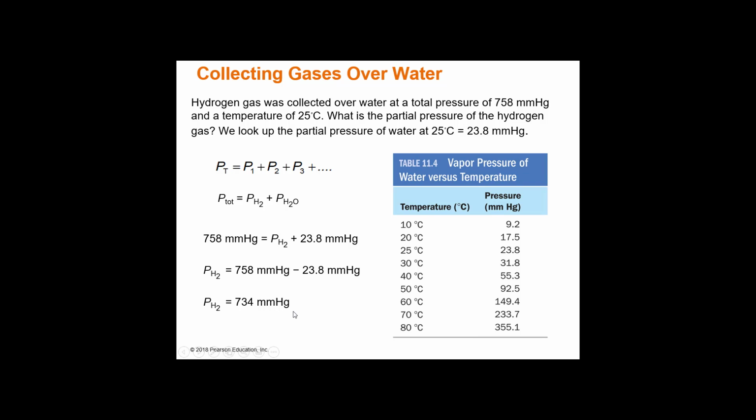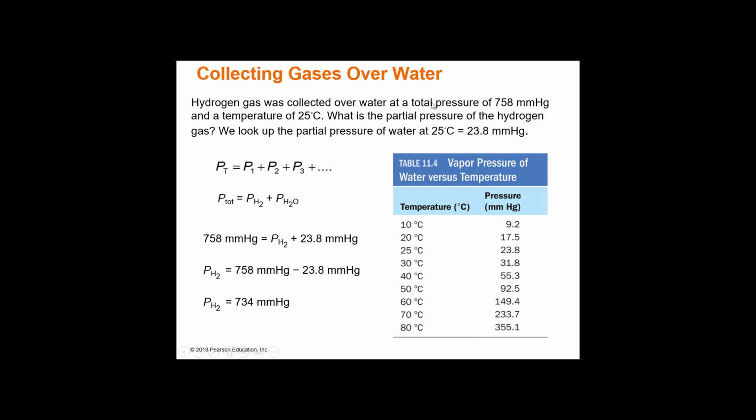So here, let's do a problem. Hydrogen gas was collected over water at a total pressure of 758 millimeters mercury and a temperature of 25 degrees Celsius. What is the partial pressure of the hydrogen gas? If you look up the partial pressure, we have to look up the temperature. That's the most important part. And it tells us that the partial pressure of water vapor is 23.8 millimeters mercury. So all we have to do is look up the temperature and look at the chart, and it will tell us what the partial pressure is for the water.